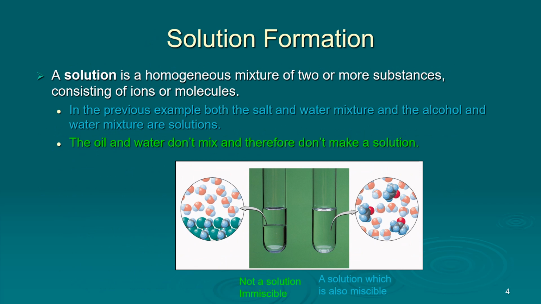Okay, so let's look at the definition of a solution. A solution is a homogeneous mixture of 2 or more substances consisting of ions or molecules, and I guess atoms could be considered there too. So in our previous example, both the salt and water mixture and the alcohol and water mixture are considered solutions. Homogeneous, again, what does homogeneous mean?